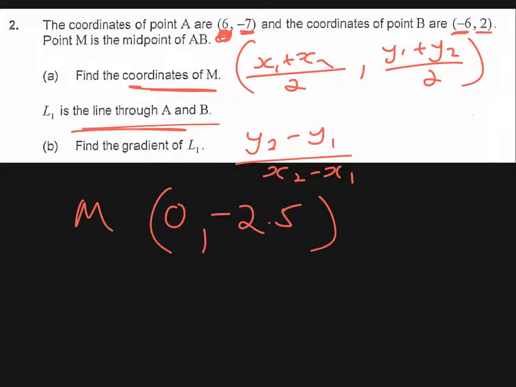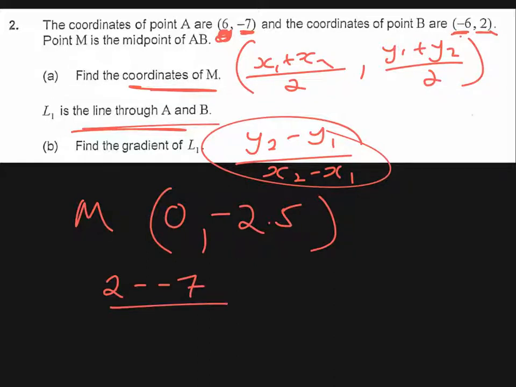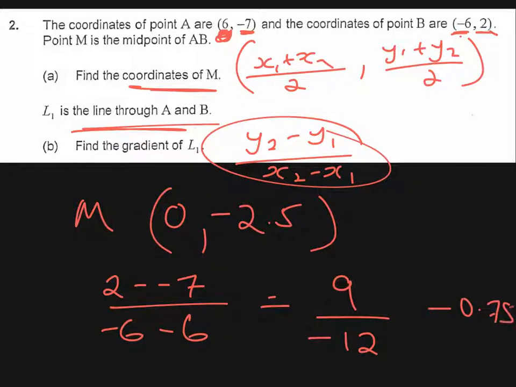All we've got to do then is just use the formula here for the gradient of a straight line. So y2 here is going to be 2. Let's just write this out. We have 2 minus -7 divided by x2, which is -6, minus x1, which is 6. So we're going to end up with 2 minus -7, which is 2 plus 7, so that's going to give you 9, over -6, which is -12, so that is -3/4, or -0.75.